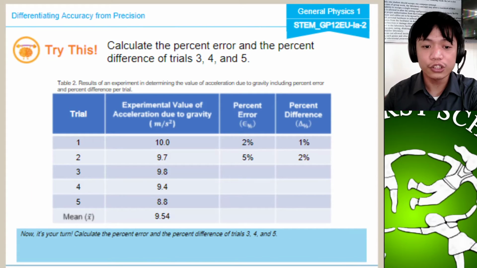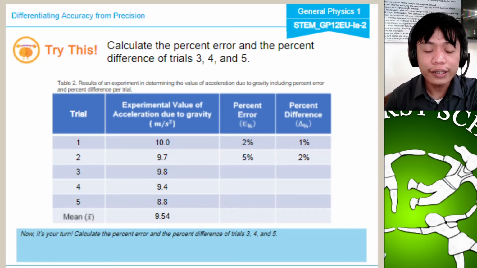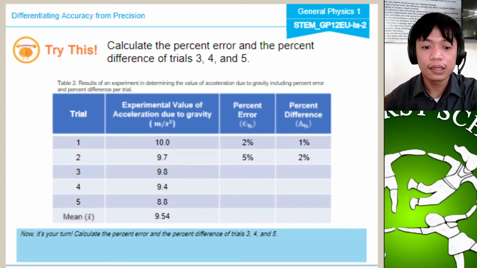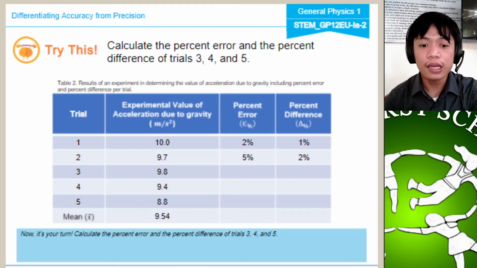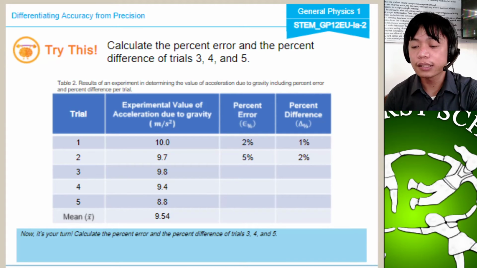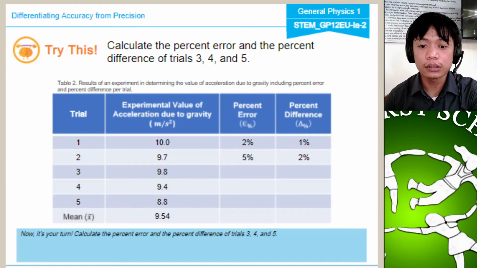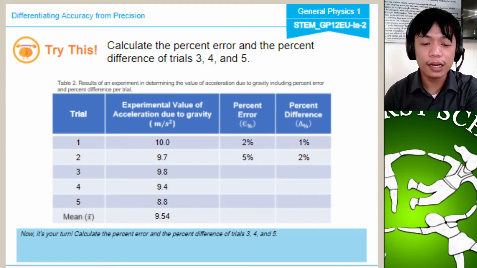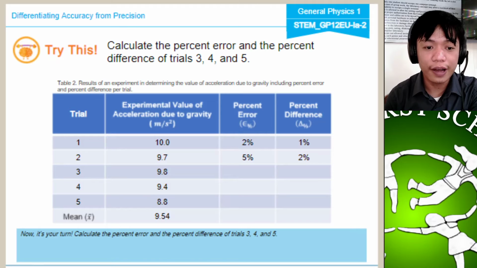I'll give you time to finish that. So for 9.8, 9.4 and 8.8, you should finish that, and message me if you already finished that para at least mamayang dapat natapos nyo yan mamayang 8:20. Okay? Dapat 9 o'clock tapos nyo na yung number 3, 4, 5 trial.